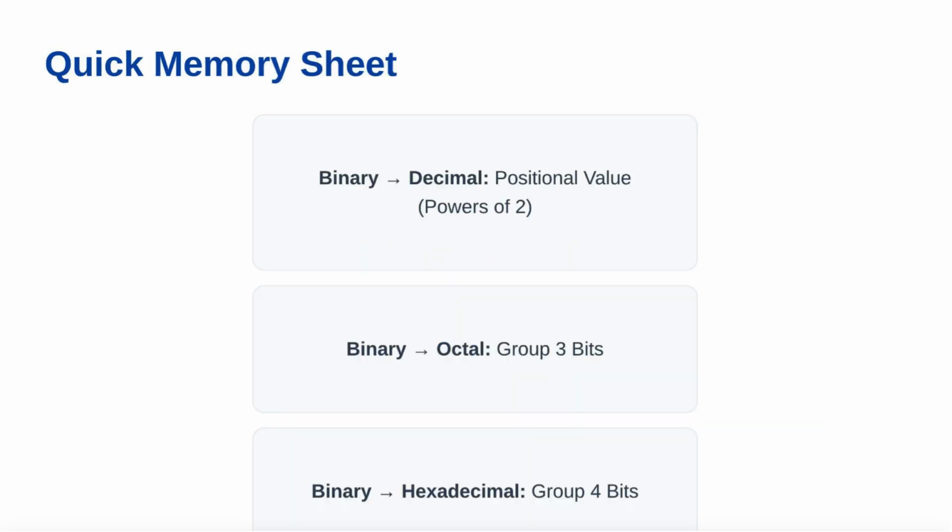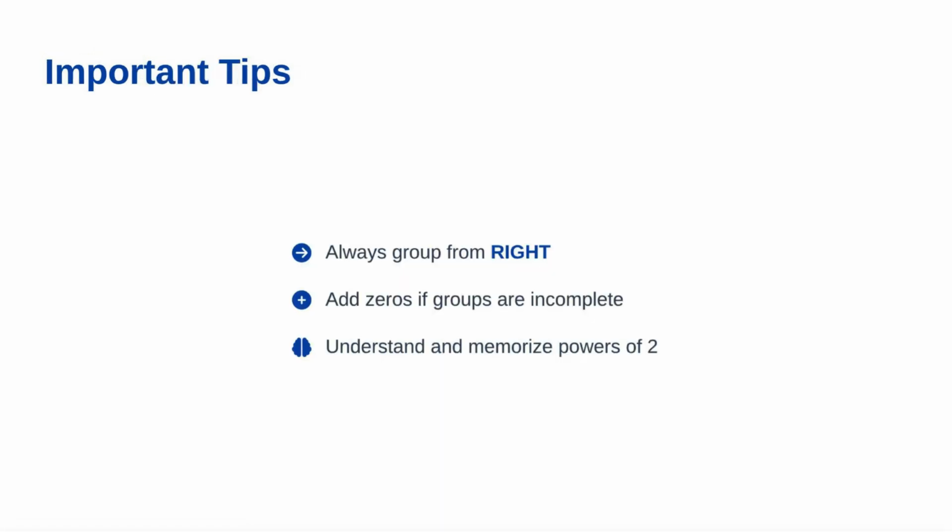Quick reminder: binary to decimal uses positional values. Binary to octal means grouping 3 bits. Binary to hex means grouping 4 bits. Always remember to group from the right side. Add zeros if groups are incomplete.